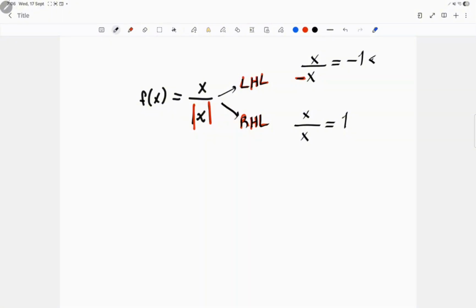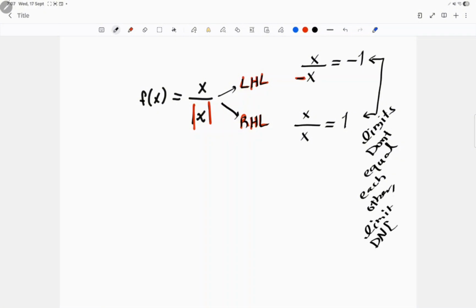Actually, before that, because the limits don't equal each other, we say the limit does not exist. Good. Let's do more.